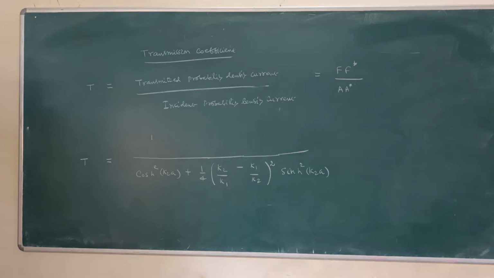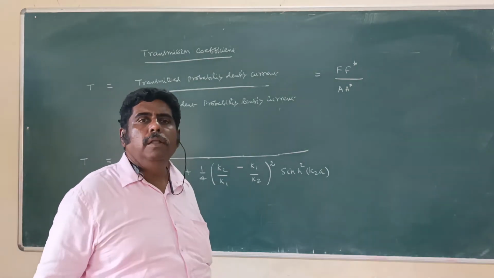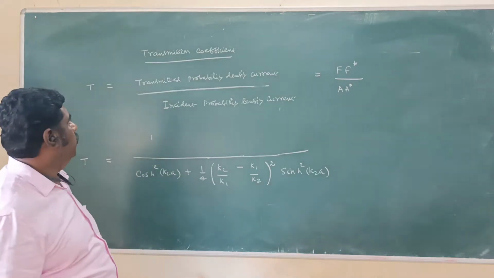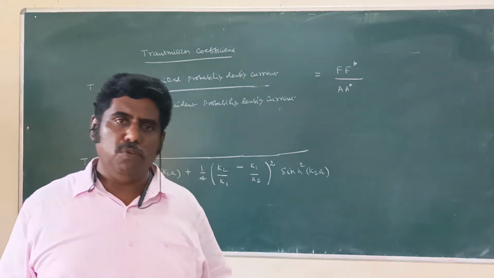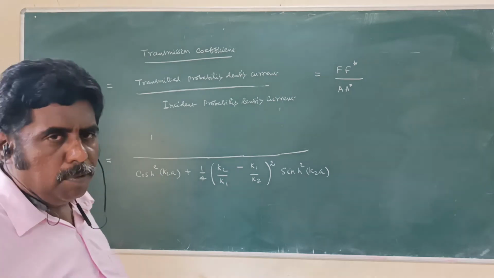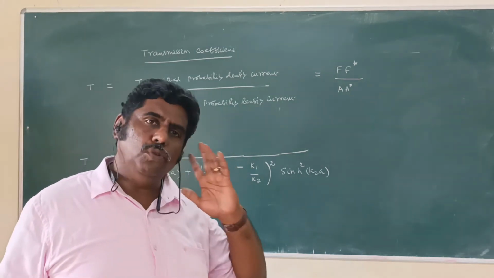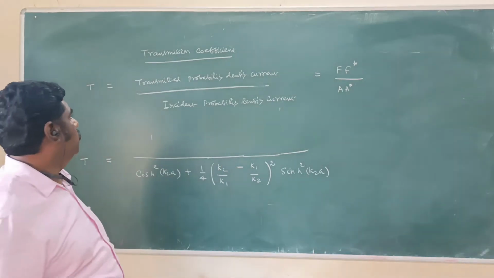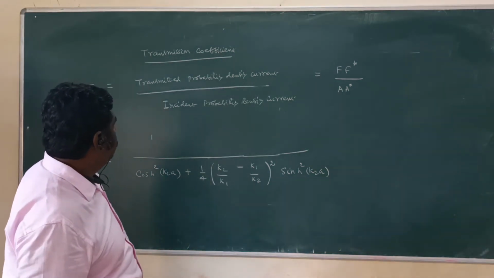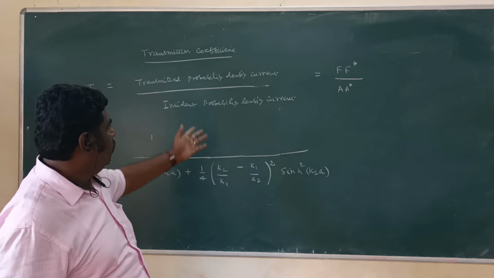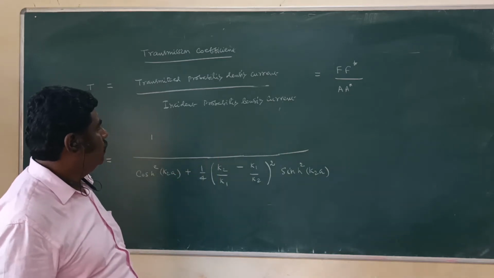In this presentation, we have to talk about the transmission coefficient. This is a continuation of the previous topic. The transmission coefficient provides the probability of transition of the particle through the barrier without reflection. The transmission coefficient is given by the transmitted probability density current divided by the incident probability density current.